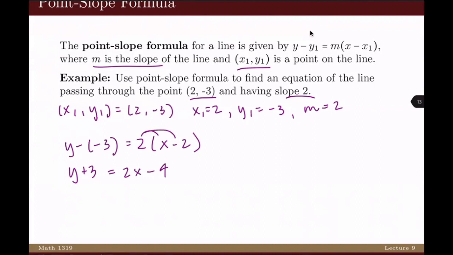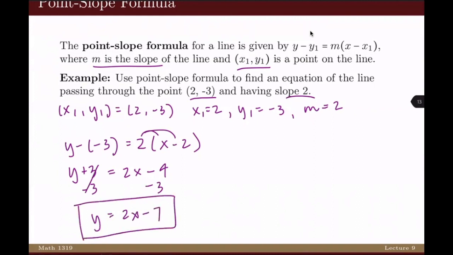I'm going to go ahead and leave this in slope-intercept form and just move this 3 over here. So I'll have y equals 2x minus 7. Not too bad, right?